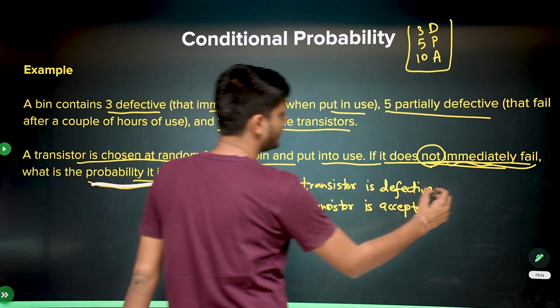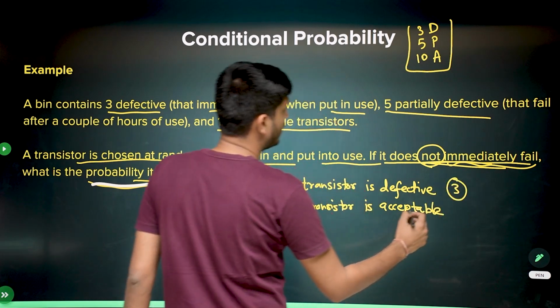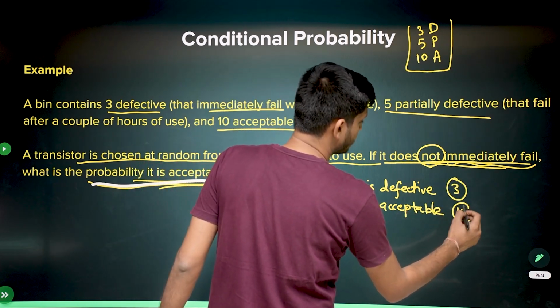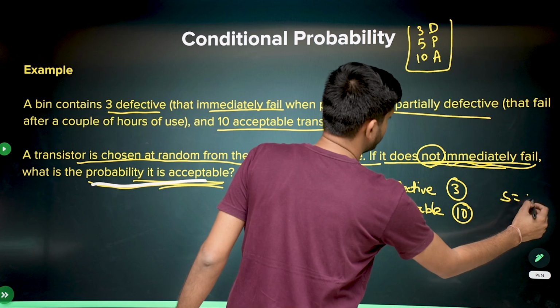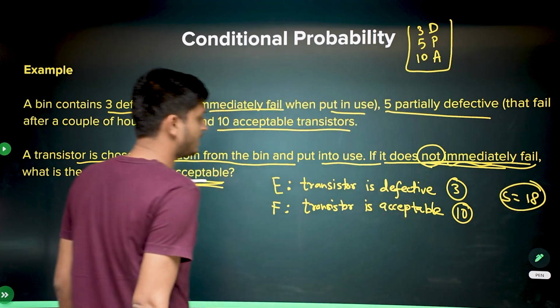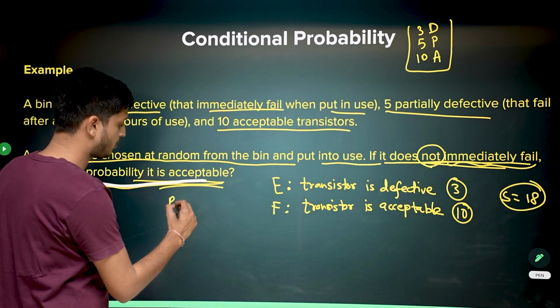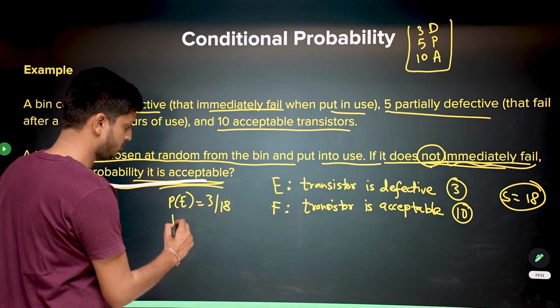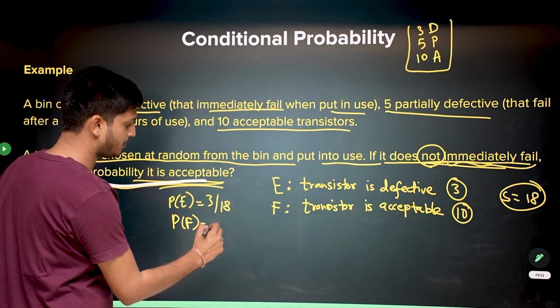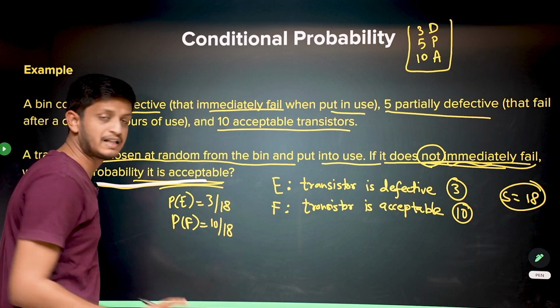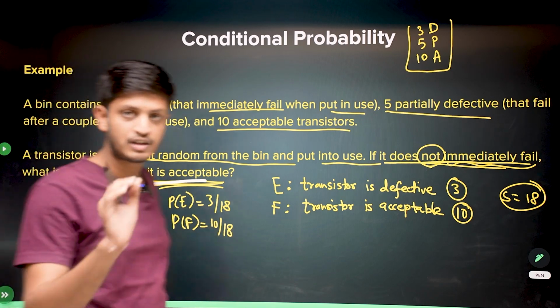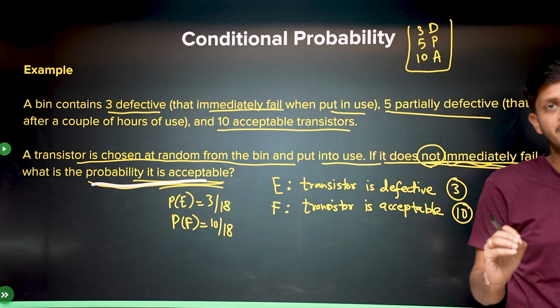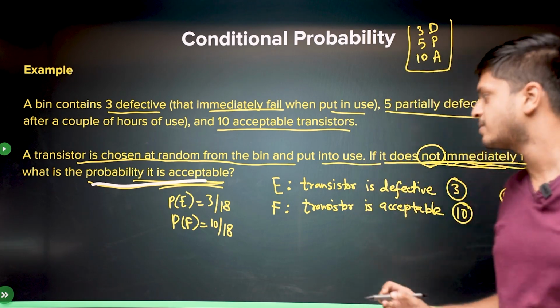We know that there are 3 transistors which are defective, and 10 transistors which are acceptable, and the size of the sample space is 18. So it's very easy to find the probability of E and F. Probability of E is 3 by 18. Probability of F is 10 by 18. But that's not what you want. Read the question very carefully. Once you've created the events, the question becomes very simple.